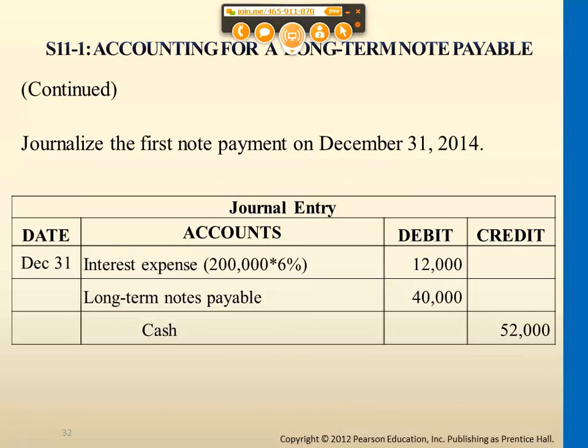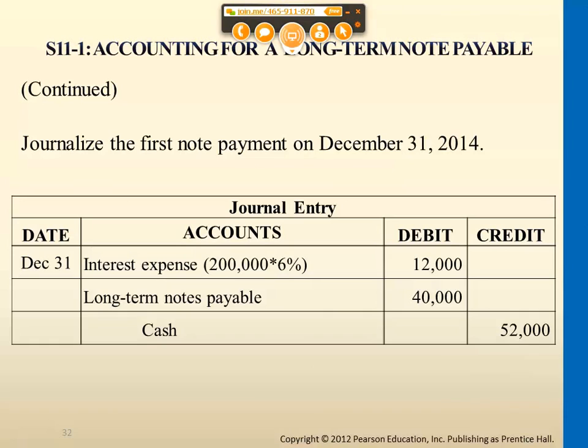So on the left-hand side we have interest expense and long-term notes payable, and there's also cash. These two are debit accounts; for cash we're paying $52,000, because $40,000 is principal and $12,000 is interest accumulated for a year. We're not accounting for how many months because this is a note that's signed in the beginning, January. So when it reaches year end, it's pretty much a year.